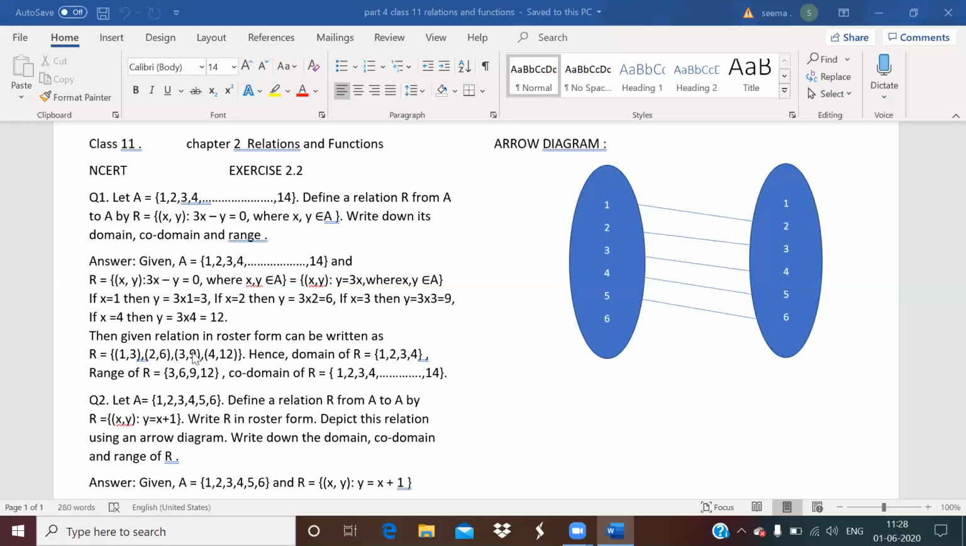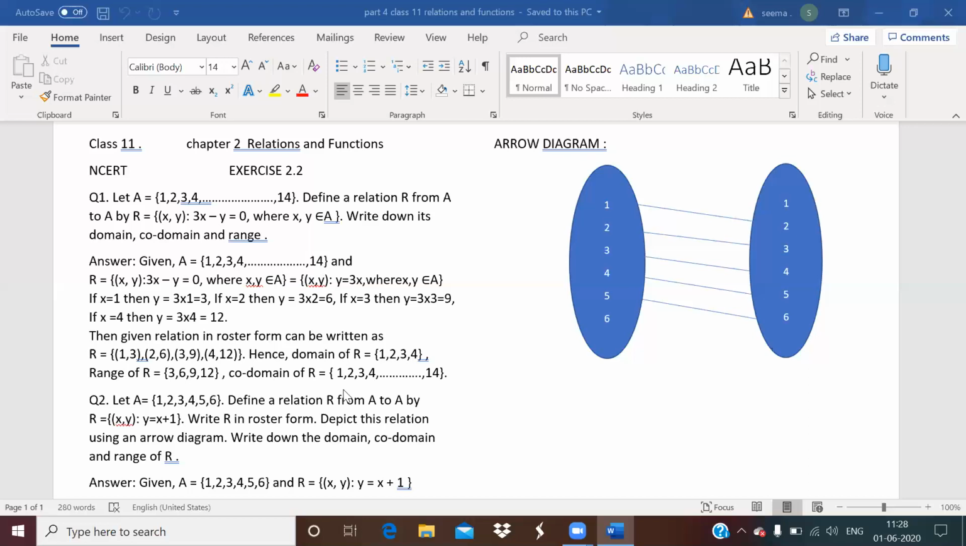Here, what is the domain of the relation? That is the first elements, 1, 2, 3, and 4. This is called the domain of the relation. What is range? Range is the second elements, that is 3, 6, 9, and 12. And what is the codomain of this relation? Codomain of the relation is the total of all values of y that belong to A. It means A is called the codomain of this relation.